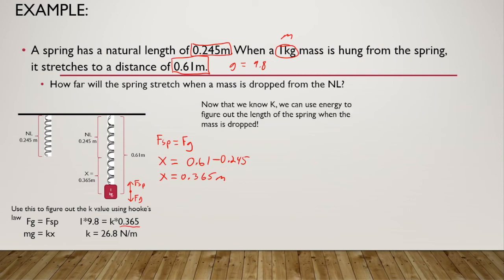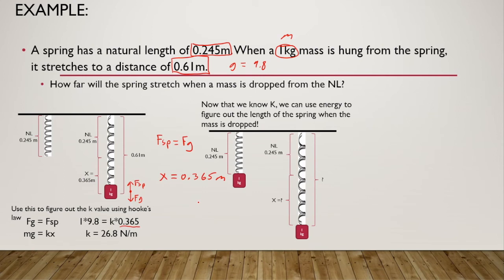Alrighty, now that we know k, we can use energy to figure out the length of the spring when the mass is dropped. So here's our picture. This time we're going to drop this mass, right? And the mass is being dropped from this point over here and falling all the way down to this point over here. We don't know how far it's stretching because this is different than just letting it hang.